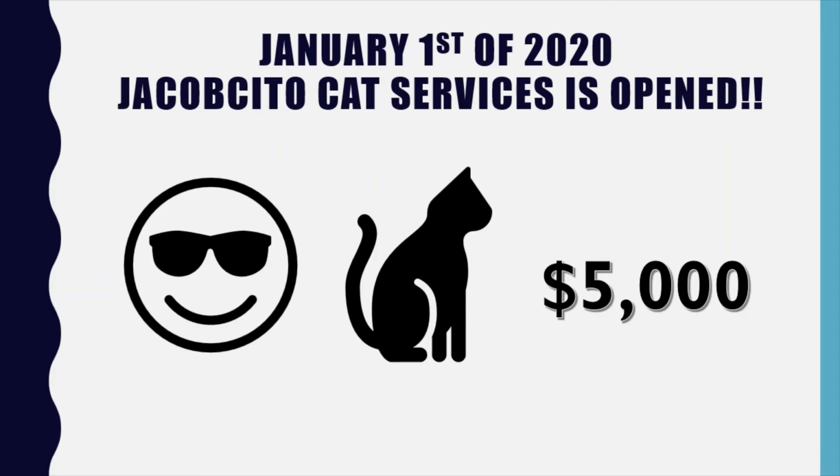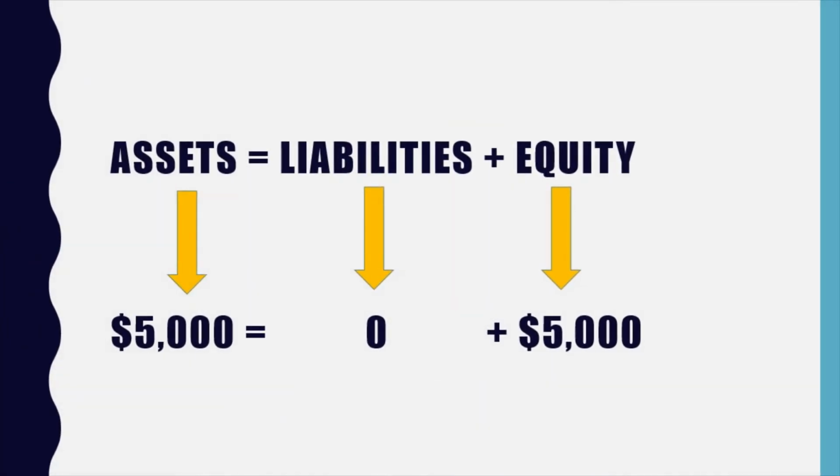Jacob invested $5,000 into the company. These $5,000 represent an asset to the company, but it also represents Jacob's investment. Our equation is going to look like this. Assets $5,000 equals liabilities 0 plus equity $5,000.